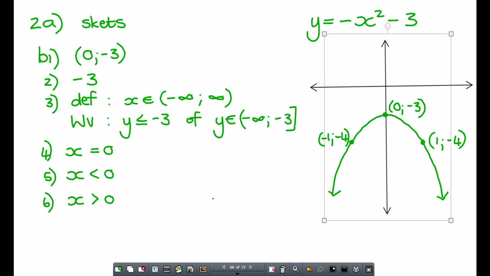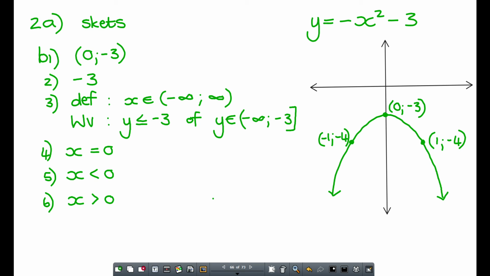Number 4, axis of symmetry. Die symmetrie as gaan weer wees my y-as. Met ander woorde, x is equal to 0. Now, because this is a negative graph, gaan jy sien my stygend en dalend is bietjie anders. Kyk gou weer. Gaan nou kyk na die vragies.